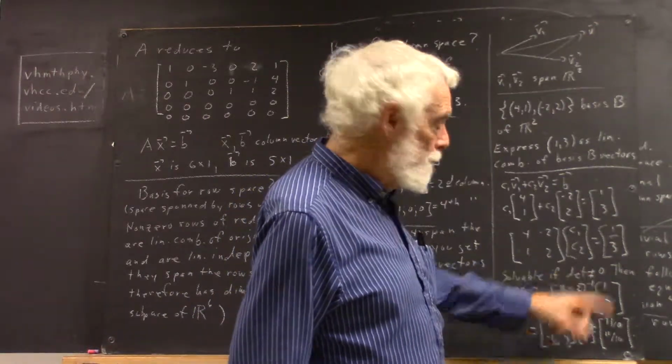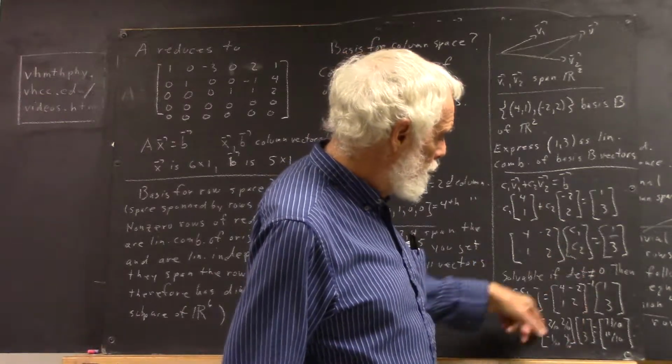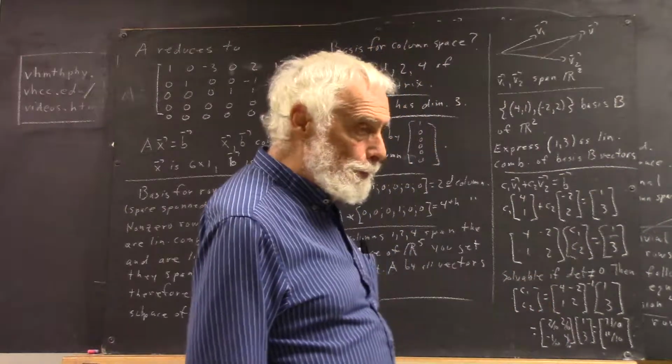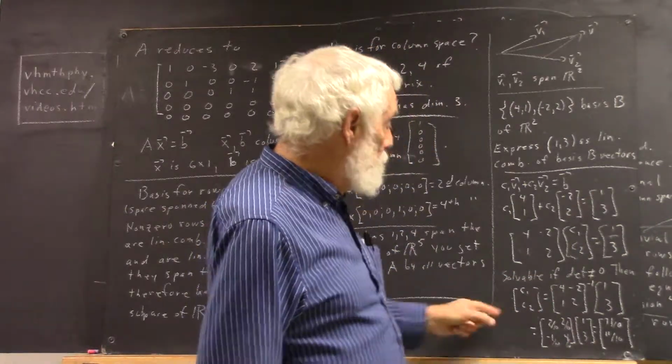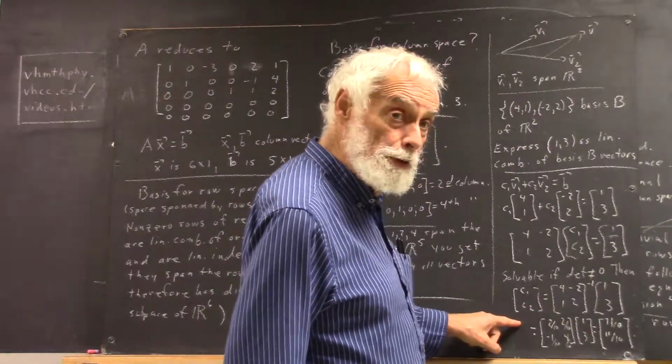So you probably want to take the determinant, especially if it's 2 by 2. Clearly, you have an 8 here and a 2 here, and you can't combine an 8 and a 2 and get 0. So the determinant is not 0. So we can invert the matrix, and here's our solution. Here's our c1 and c2.